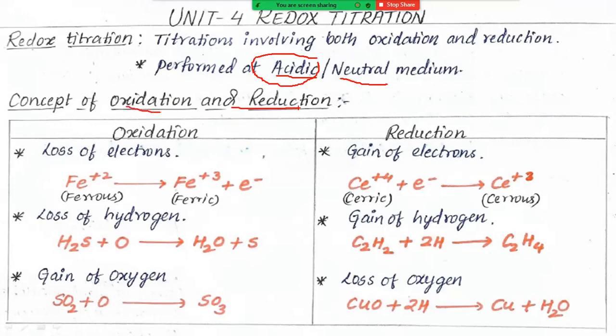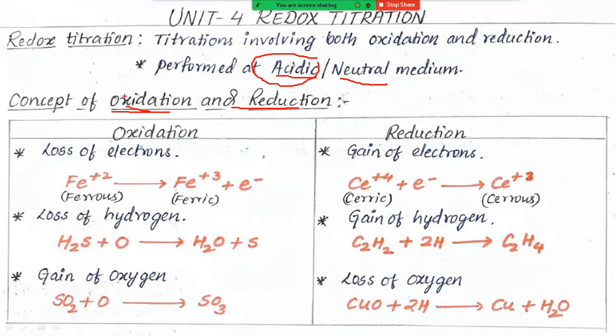Why? Because here we have many important terms: oxidation, oxidizing agent, oxidant. In the same way, reduction, reducing agent, and reductant. We need to know about these terms clearly so that we can easily identify what is the oxidizing agent, what is the reducing agent, and how it is helpful for the redox titration.